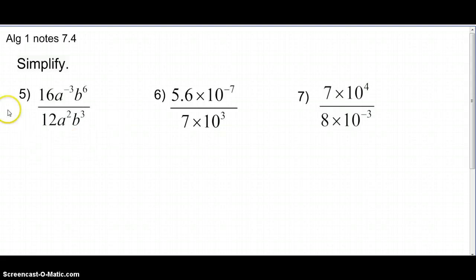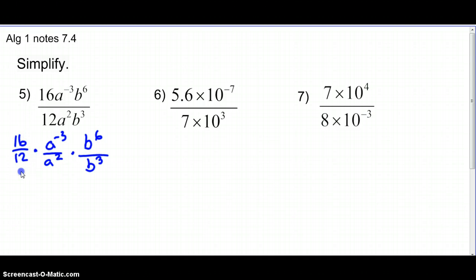Number 5. I actually have three problems I need to deal with here, and I'm going to kind of separate them. I'm going to have 16/12 is one thing I need to work with. I'm going to have a to the negative 3 over a to the 2nd, and I also have a b to the 6th divided by a b to the 3rd. Now let's deal with these one at a time.